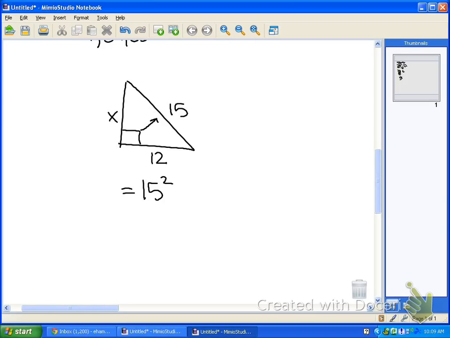And then what do you have on this side over here? B. Does it matter? No, it doesn't matter. Okay, B squared. You have B squared, and then 12 squared. Good. Very good.